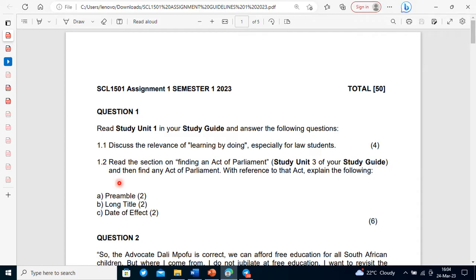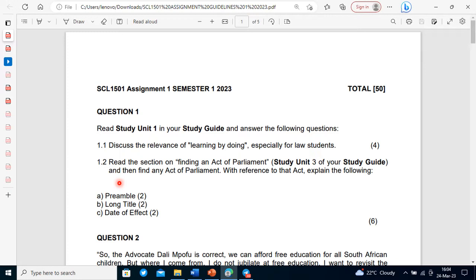So if you were to add a footnote on this one, at the last point, date of effect, you set a footnote, and then you just write that Parliament Act.